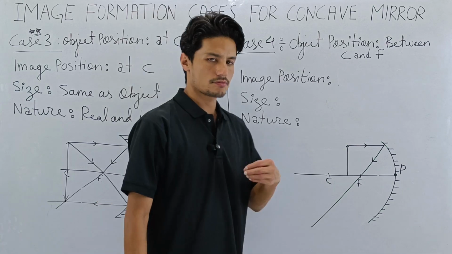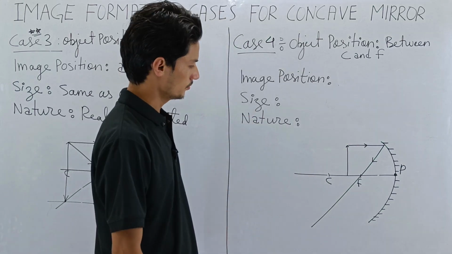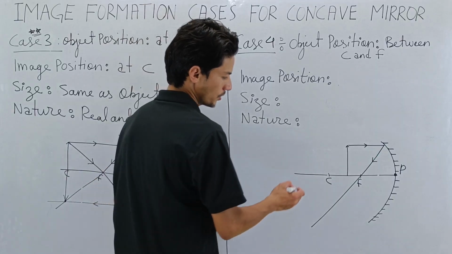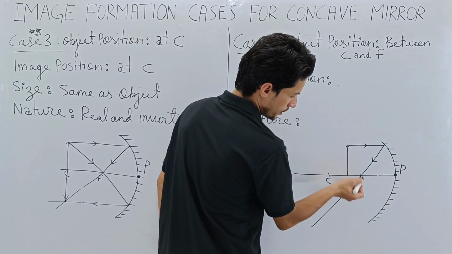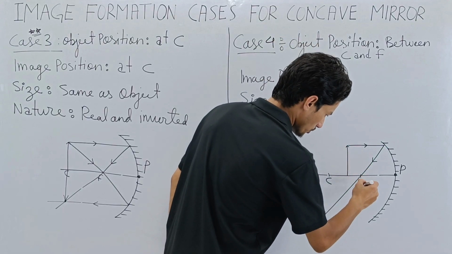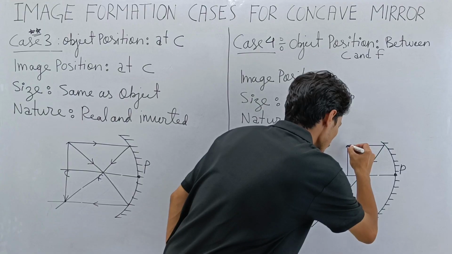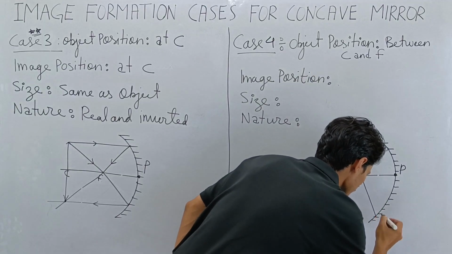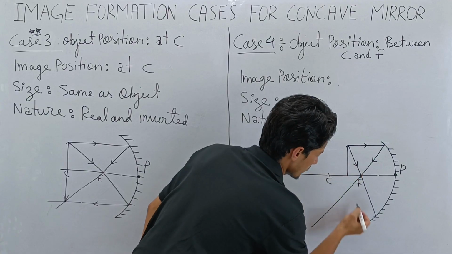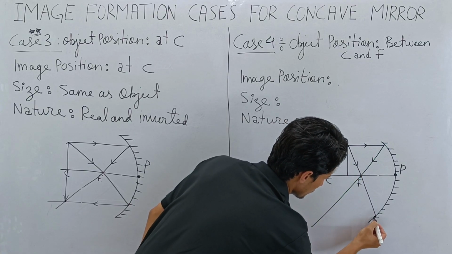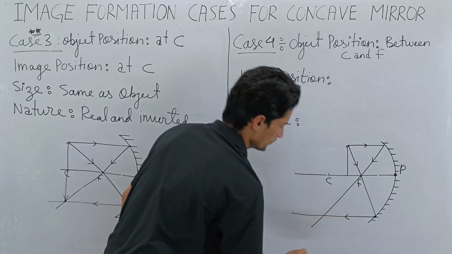Now let's draw another ray. Let's use rule number 2. The incident ray which will emerge from here will enter through the focus. So let's draw that. Then this is the incident ray. It has touched the mirror here. So reflection will take place. After reflection, it will go parallel.